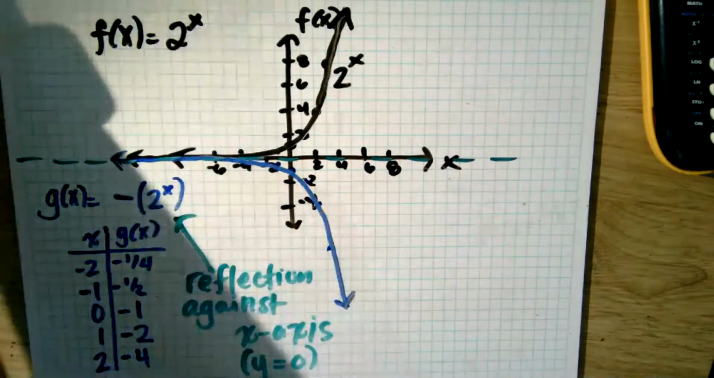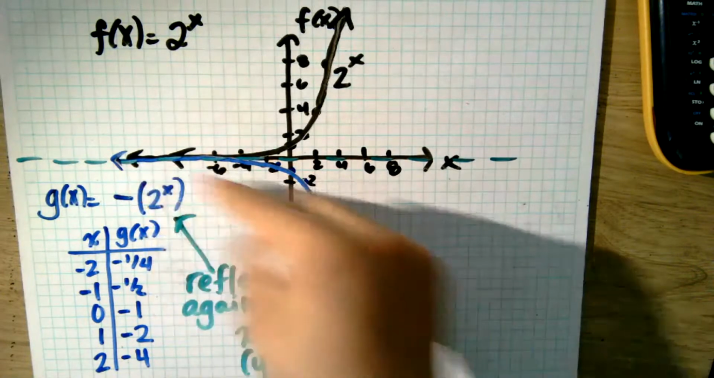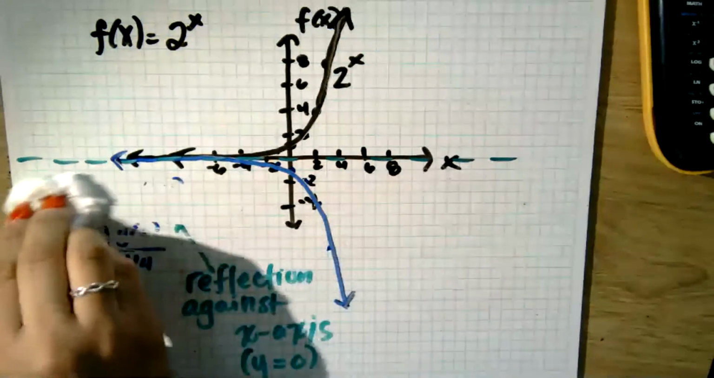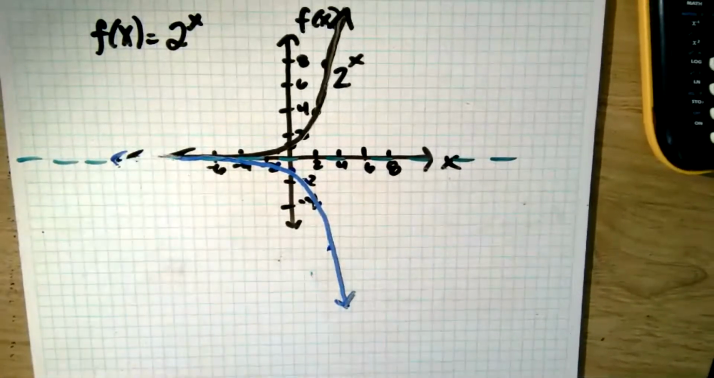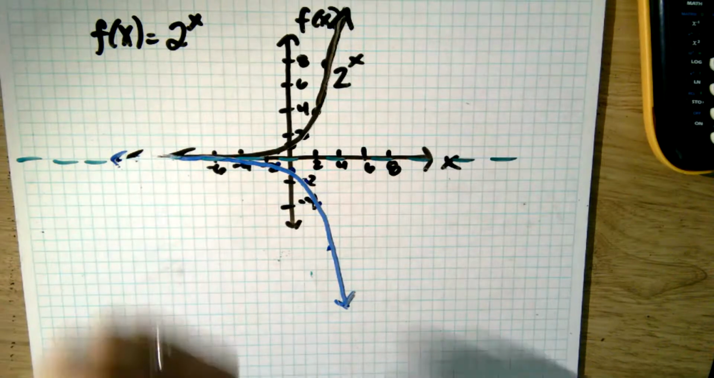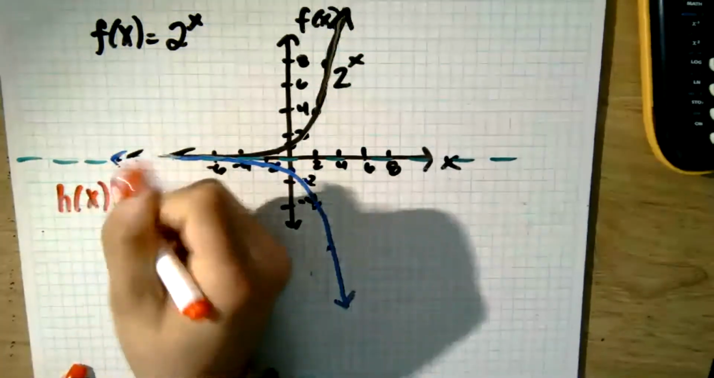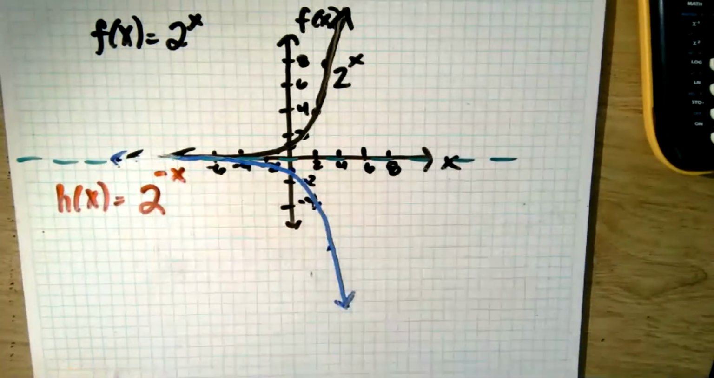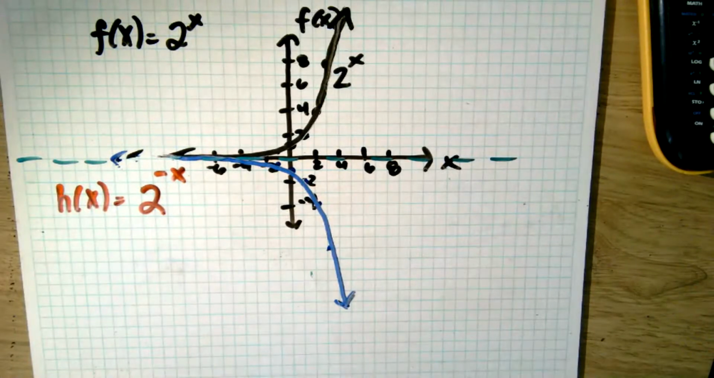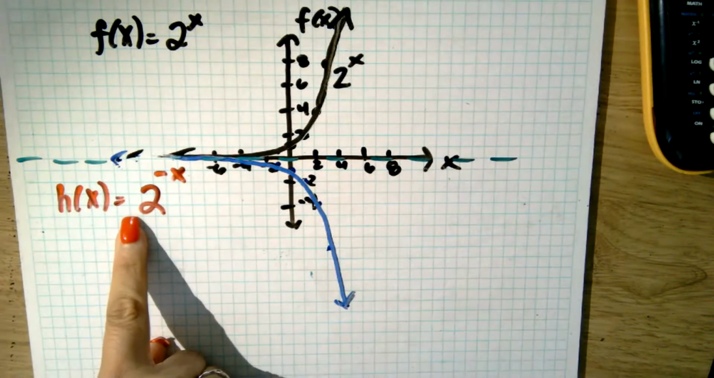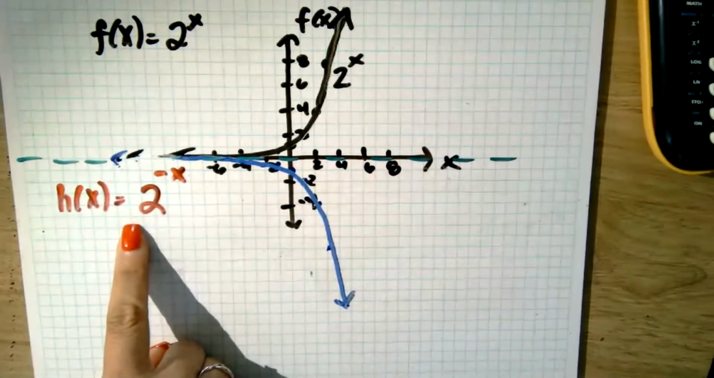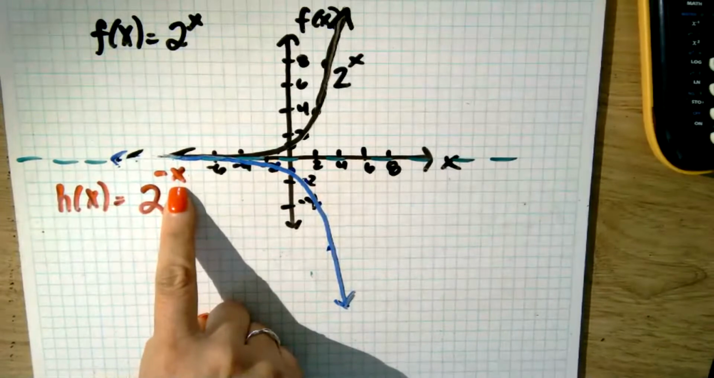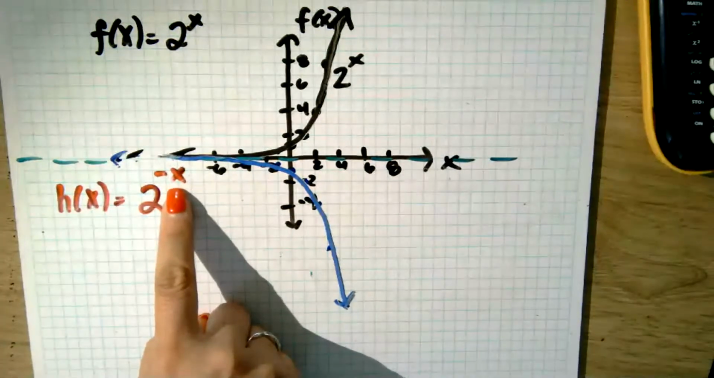So moving on to the next one, I'm going to leave that one there. And now I'm going to do another type of reflection. So let's call this h of x is equal to 2 to the negative x. Where is that negative now? The previous one had the negative outside the base, so it was the entire function times negative 1. Now I'm just multiplying or amplifying that power by a factor of negative 1, so it's up here.